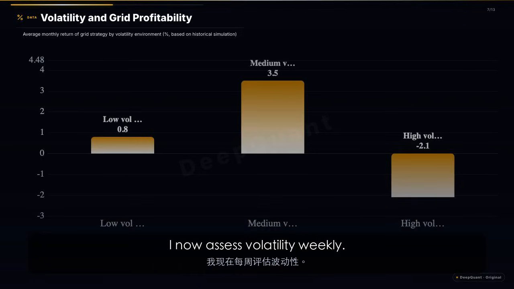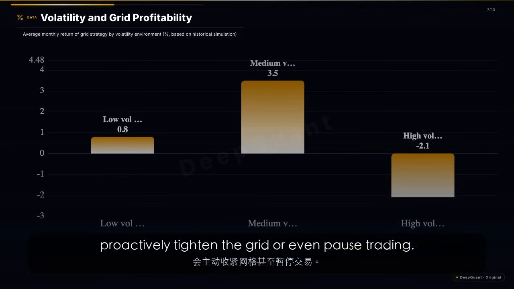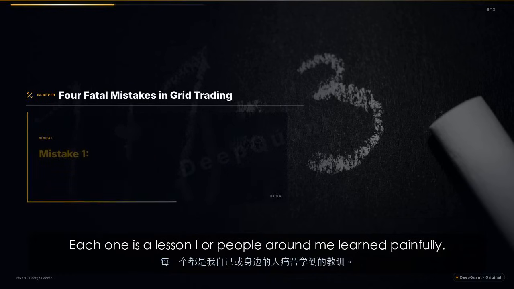I now assess volatility weekly. If I see volatility rising from low to high and breaking a threshold, I proactively tighten the grid or even pause trading. Finally, let's discuss the 4 most common fatal mistakes in grid trading. Each one is a lesson I or people around me learned painfully.